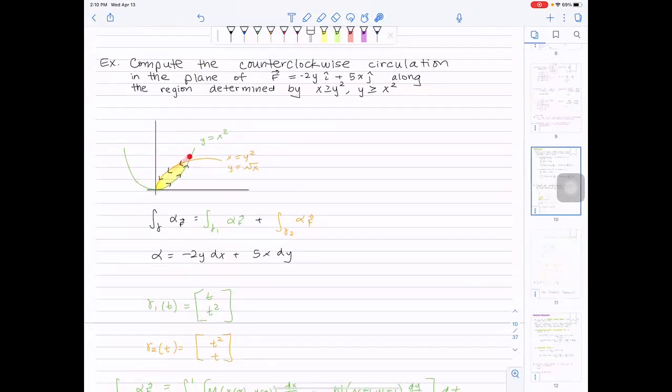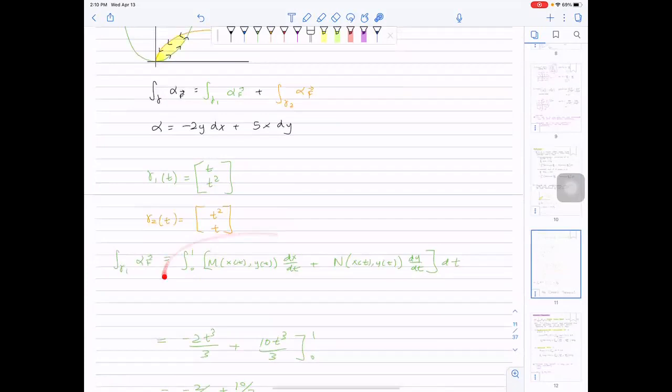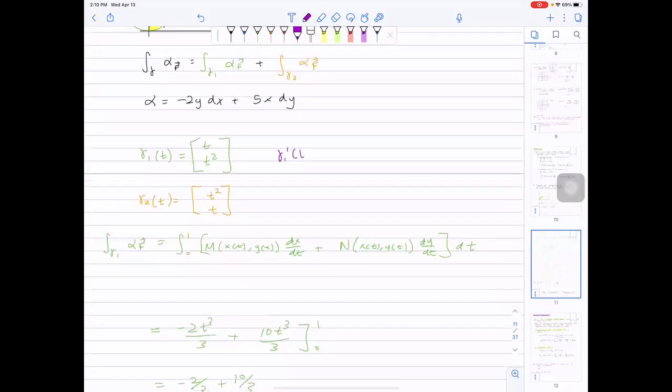But in order to compute the circulation here using last week's methods, we have to split it up into two integrals. This is because we need to compute the circulation along the green path first, plus the circulation along the orange path. So if we first compute the circulation along the green path, let's also compute the derivatives while we're at it, so we can just plug stuff in. So the derivative of this is 1, 2t.